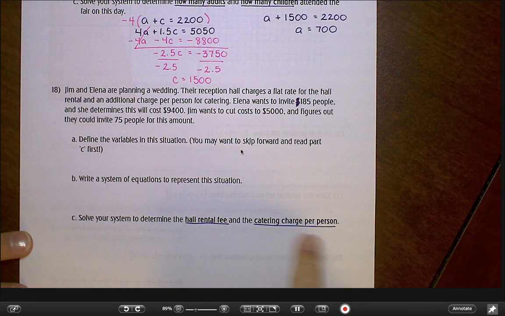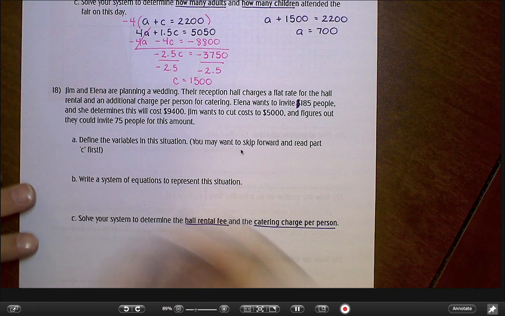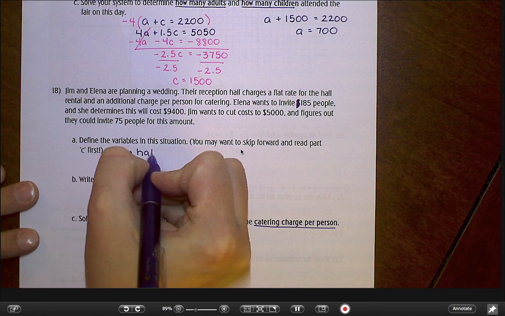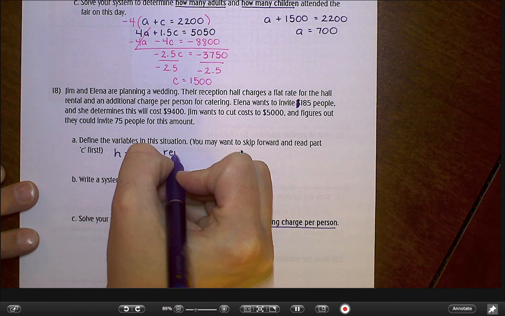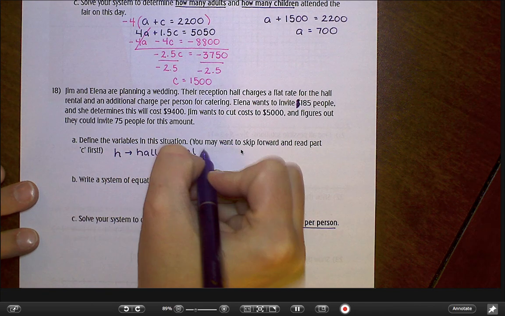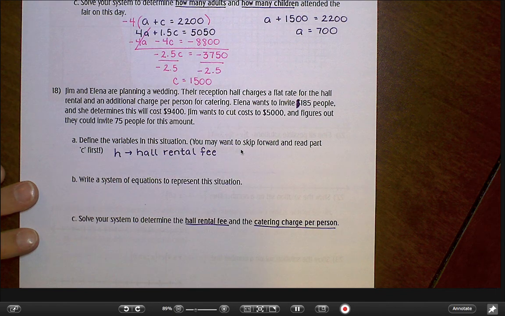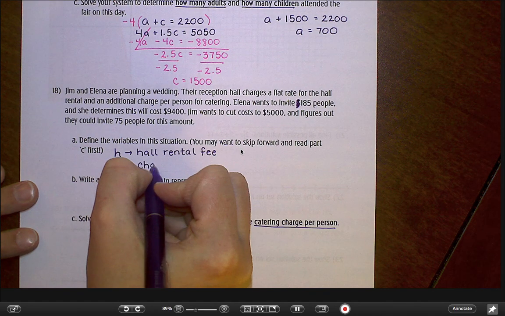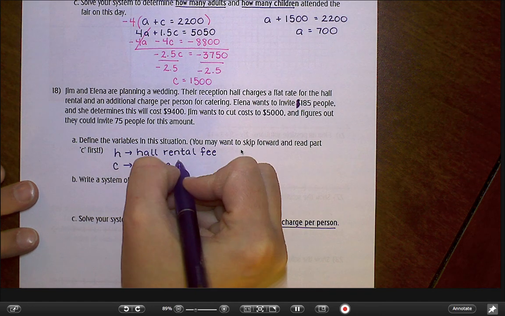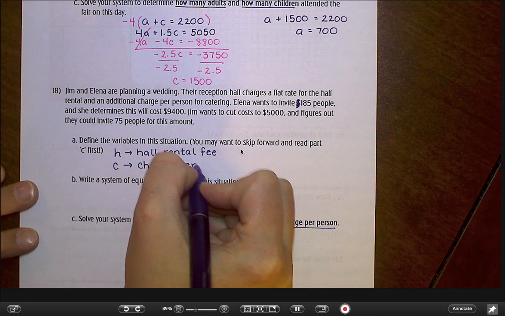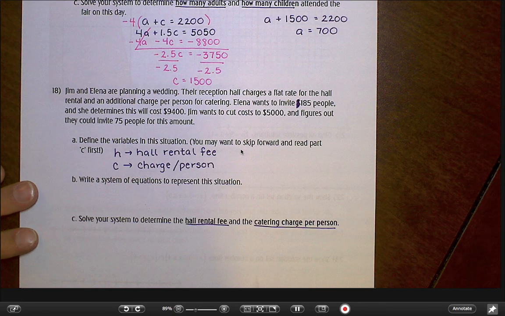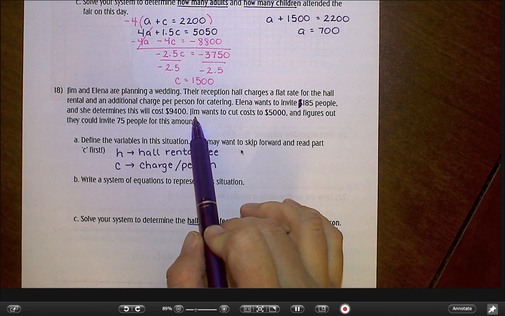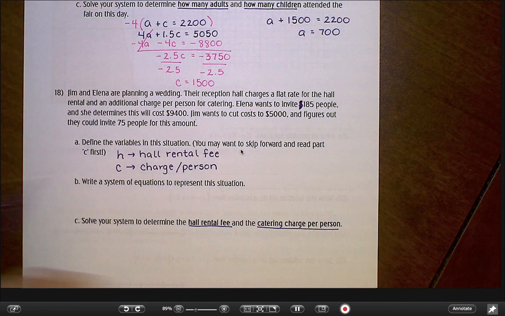These two things are going to become my variables. So I'm going to say H represents the hall rental. And the catering charge per person, we'll just use C. And the two equations in this problem are going to come from Elena's plan and Jim's plan. Okay, so Elena's plan to invite 185 people.